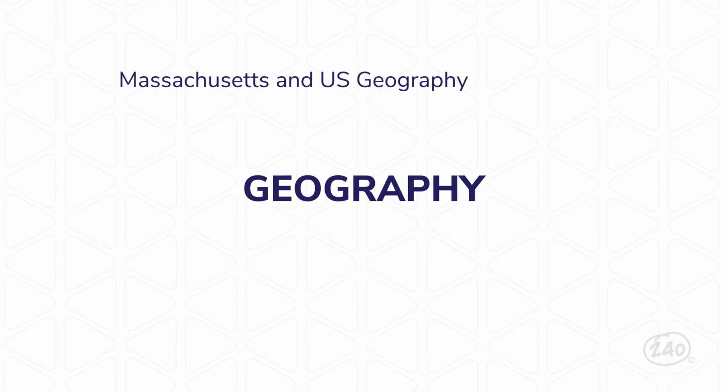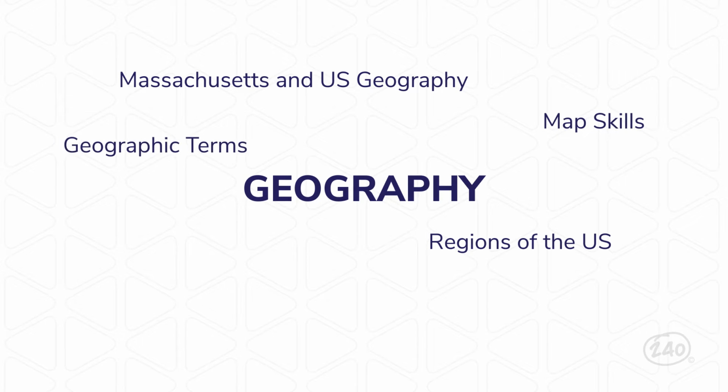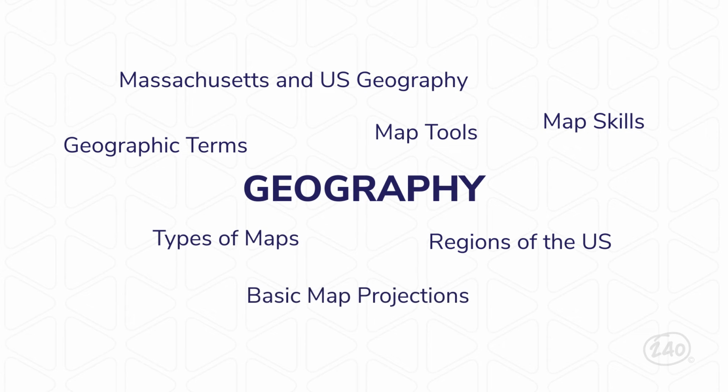When you list them all out like that, it does seem like a lot. But don't worry, the study guide has just the right content you'll need to understand each one without getting bogged down in the details. Now let's take a look at some of the key concepts in geography. You should study Massachusetts and US geography, including state boundaries and significant physical features, regions of the US, map skills, basic geographic terms and map tools like cardinal directions, scales, and legends, and types of maps and basic map projections.